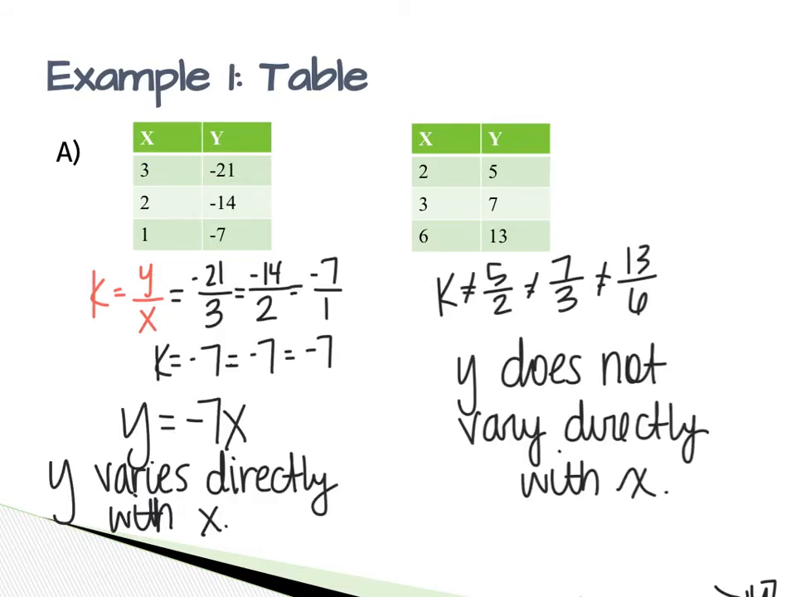Okay, so A, if you divide y by x, you get negative 21 over 3, negative 14 over 2, and negative 7 over 1, and they each reduce to negative 7. So my k is negative 7, which means that y does vary directly with x. For the second one, if you divide y by x, you get 5 over 2, 7 over 3, and 13 over 6, which are not the same, so that means that y does not vary directly with x.